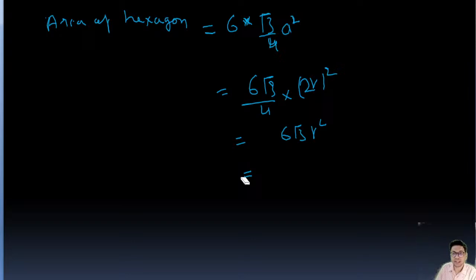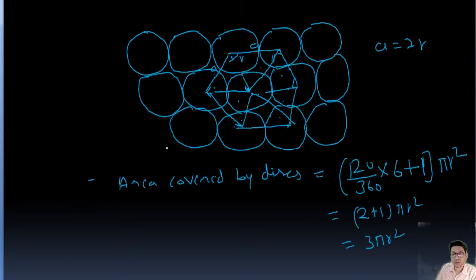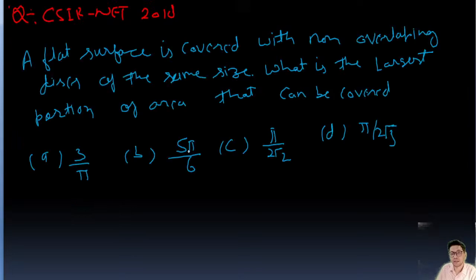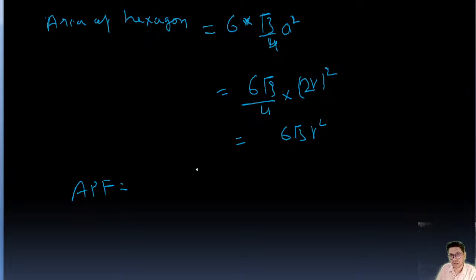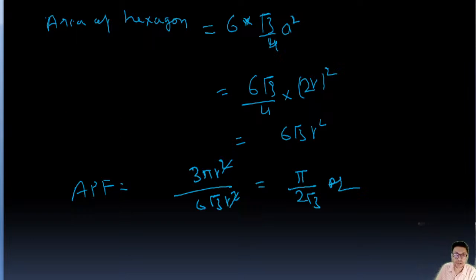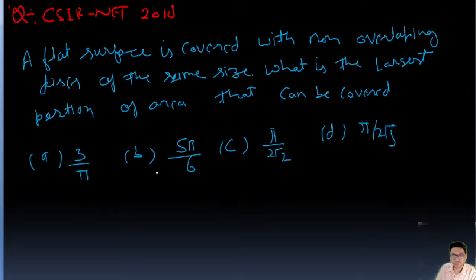Now we'll find the atomic packing fraction, APF, right? APF is the area covered by disks upon the area of the hexagon, right? So this is 3 pi r square upon 6 root 3 r square. R square will get cancelled, so this value is going to be pi upon 2 root 3. Okay, this is the answer, guys. So which option is matching? Pi upon 2 root 3. Option B is matching.